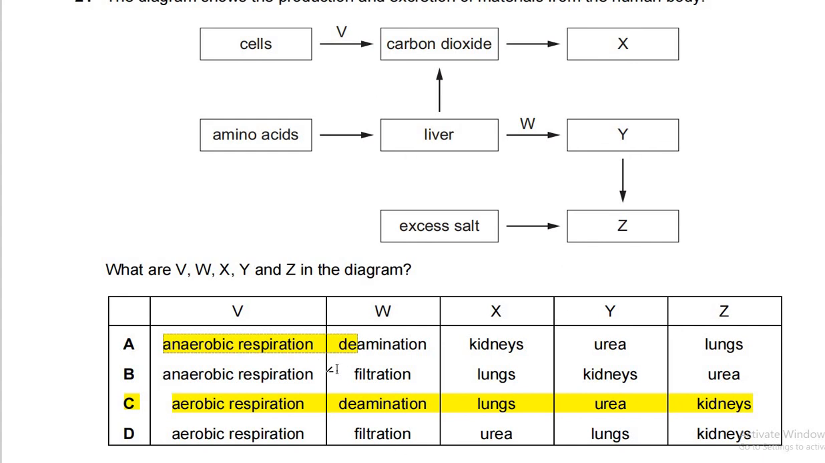If you look at B, anaerobic respiration again, W is filtration. Liver in the filtration is normally present in the kidneys, the filtration part, so it's definitely not going to be this. C, V is aerobic respiration, you get carbon dioxide, and then at X you have the lungs, and then from amino acids to liver, and then you get deamination, then Y is urea, and then excess salt. Faster, urea goes to the kidneys. In the kidneys, all the ultrafiltration takes place, the Bowman's capsule and all that. Filtration doesn't take place in any other part of this, so it definitely has got to be C.